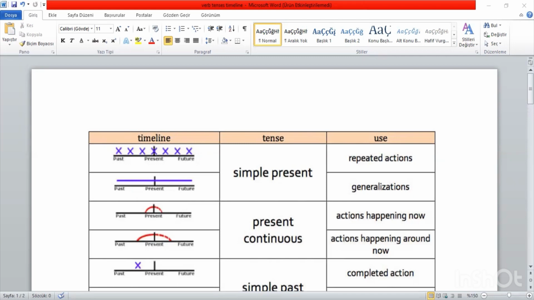Okay, can you see the screen, guys? Can you see the screen? Yes, teacher, I can see it.